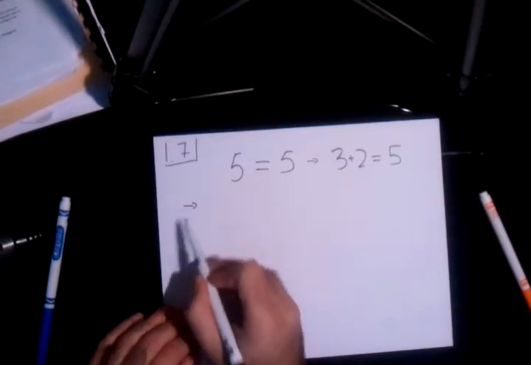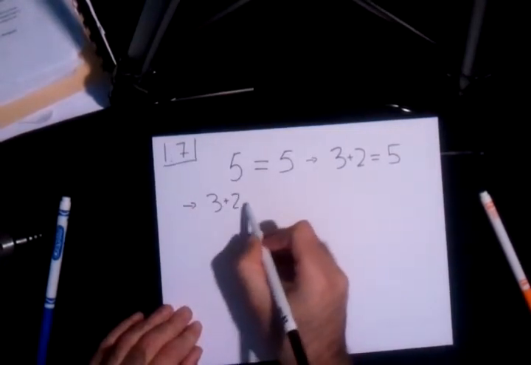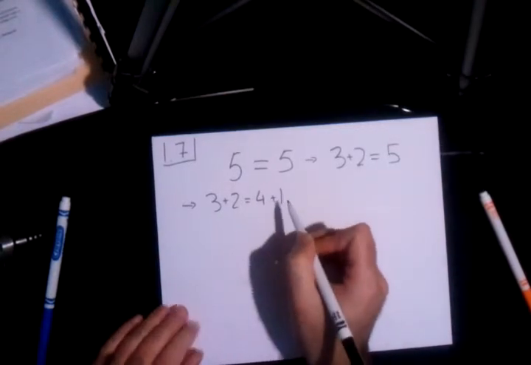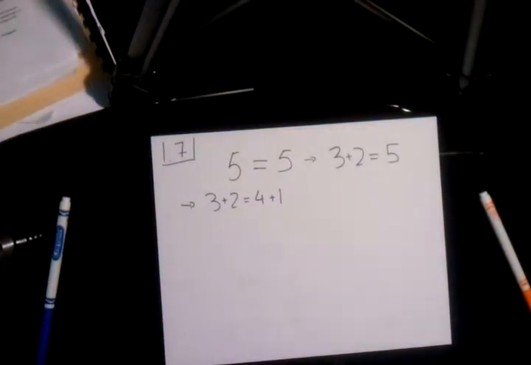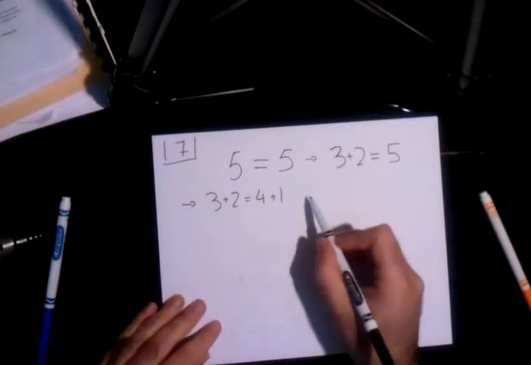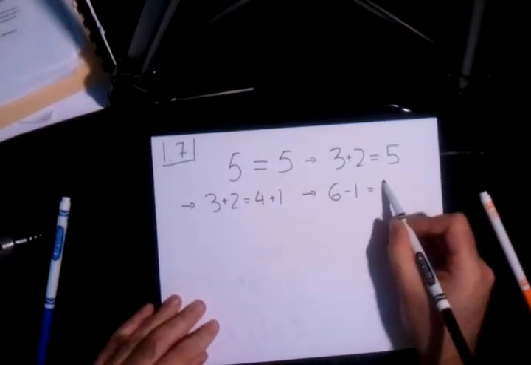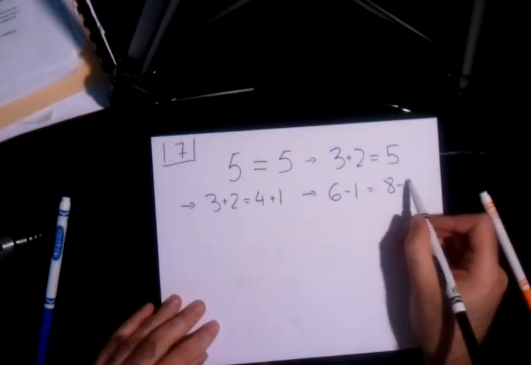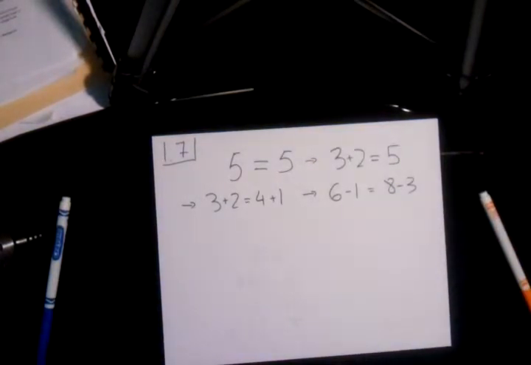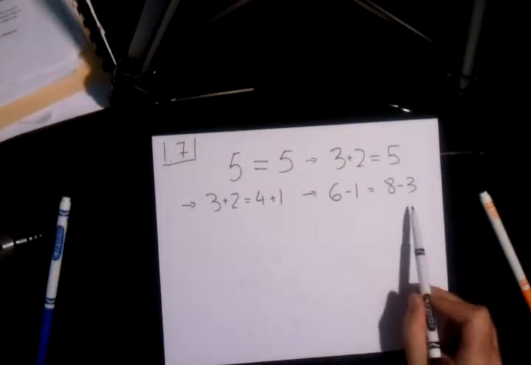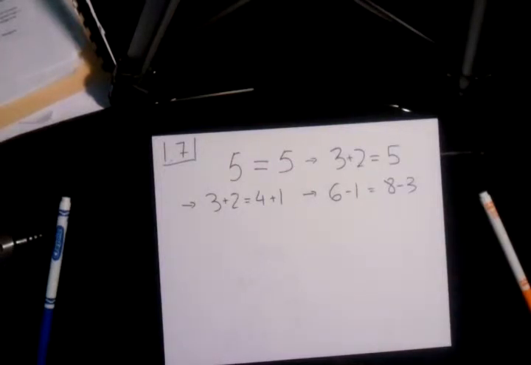I can also write this down as 3 plus 2 equals 4 plus 1. Once again, now they look nothing alike. I have addition on both sides, but mathematically they are equivalent. I can also write this down as 6 minus 1 equals 8 minus 3. So now I have subtraction going on both sides. But once again, because this is 5 and this is 5, the end values are 5, mathematically these are all equations and they all represent essentially the same value.